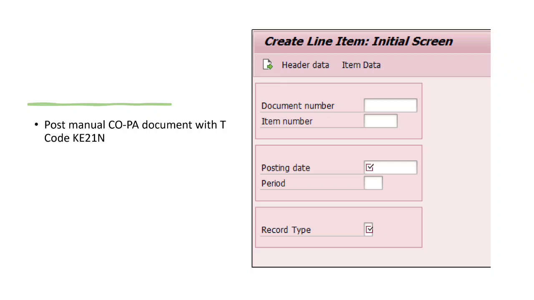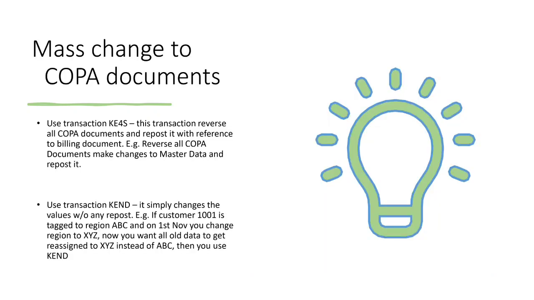This feature is generally used to correct the wrong COPA document or adjust original documents. Using this transaction code, the user can enter the same characteristics of the original document and make necessary changes in value fields. There is also an option to change mass values of COPA documents, or mass changes to COPA documents.